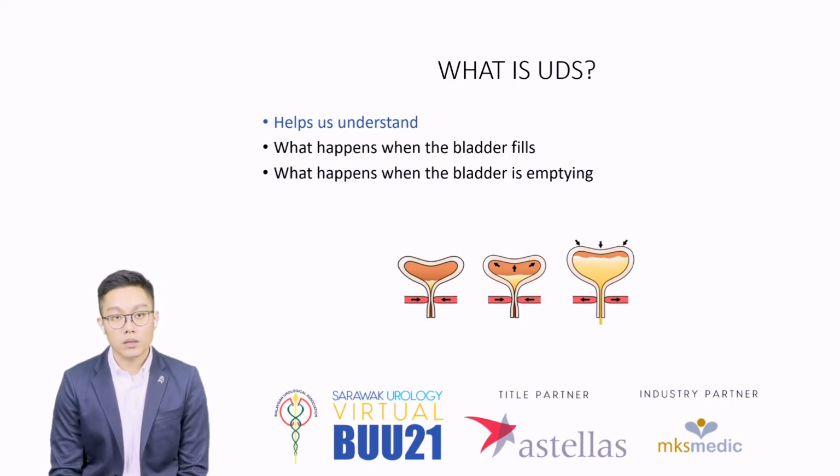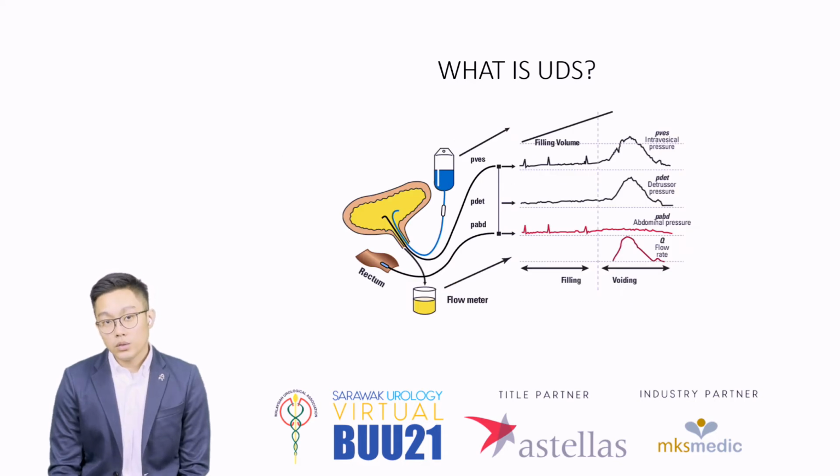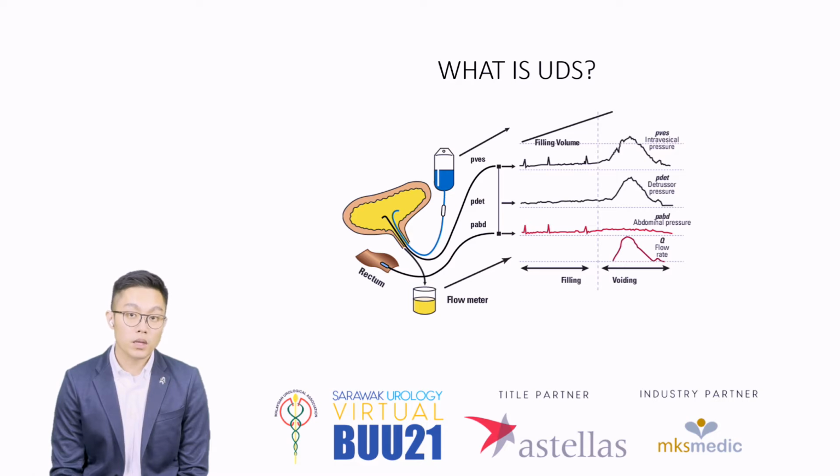and what happens when the bladder is empty. And to perform a proper UDS, or what we call pressure flow studies, it's actually very invasive. We have to insert catheters into the bladder and also the rectum, and we have to instill fluid into the bladder and chart the pressure change as the bladder is being filled. And when the patient has the urge to urinate, when they're urinating, we are recording the pressure as they urinate into a flow meter.